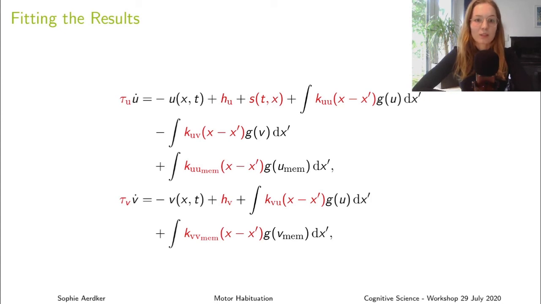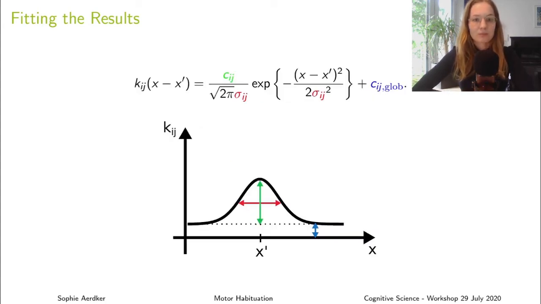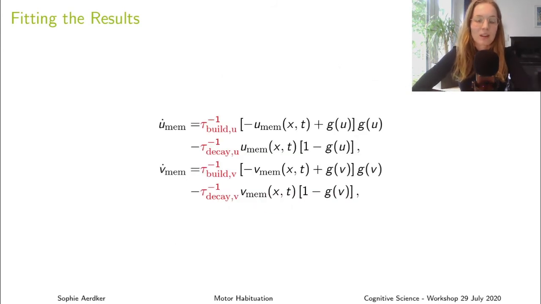And these are all the parameters. We have timescales, we have the resting level, we have inputs, which are only applied to the movement planning field, and we have the kernel. And the kernel has a fixed geometry, but we can vary parameters here, the width and a global component. And because this is not enough, we also have parameters in the memory traces. And here only the timescales differ for the build-up and the decay of the memory traces. So these are a lot of free parameters, but also we have a lot of constraints given by the experimental conditions. And I want to show you some of them.